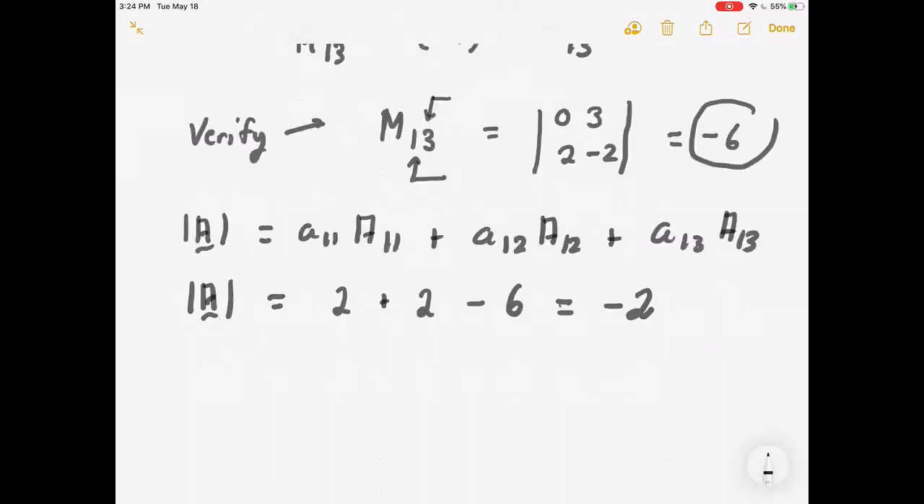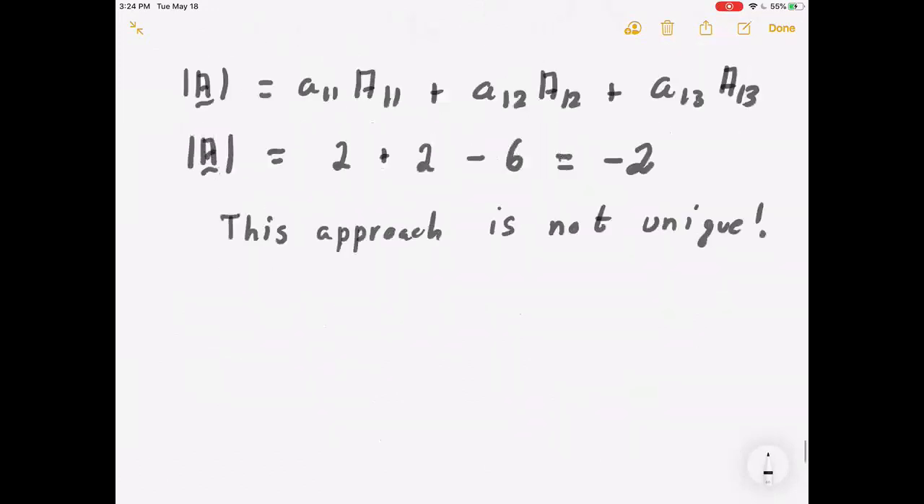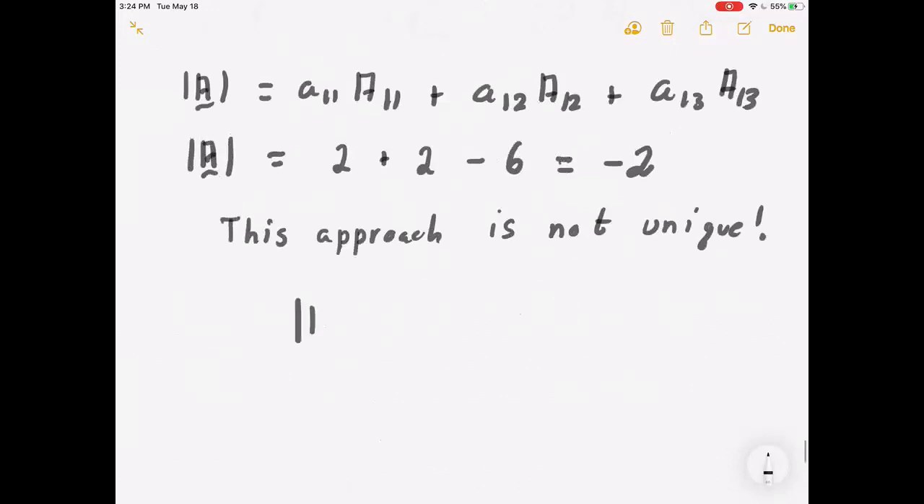Now, this problem, or this approach, is not unique. In other words, I could expand the determinant of A. Here I did the expansion about row 1. I just picked that.